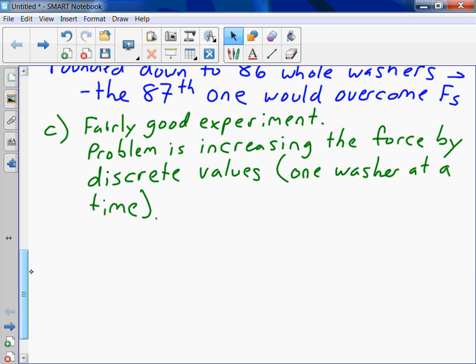Okay, not quite done yet. We're still at part B. So now we've gotten to the point where we've just added that 87th washer. And now the whole system starts to accelerate. They want to figure out what that acceleration value is.